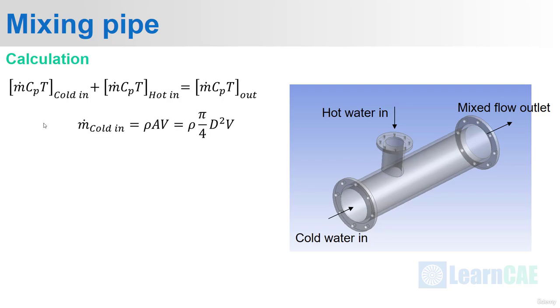We can calculate mass flow rate from this formula rho A V, where rho is the density, A is the cross section area and V is the velocity. For the cold flow, the diameter is 4 inch and for the hot flow the diameter is 2 inch. The velocity is 0.4 meter per second for the cold water and 0.6 meter per second for the hot water. Let me show the calculation.